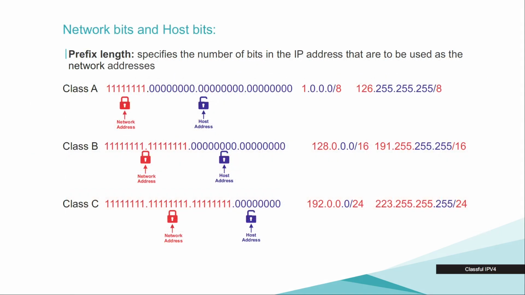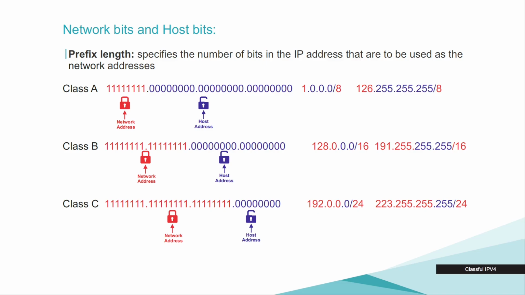Let's start with the prefix. The prefix length specifies the number of bits in the IP address that are being used as the network address. So the prefix in general specifies the bits used for the network address, and the rest of the bits in the IP address will be the host address. For example, Class A is /8. /8 means that 8 bits are being used for the network address, and the rest of the bits are being used for the host address.